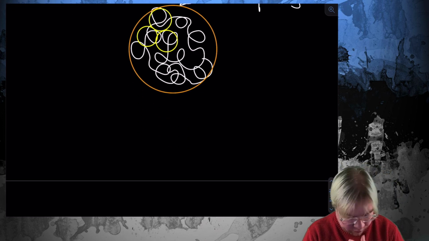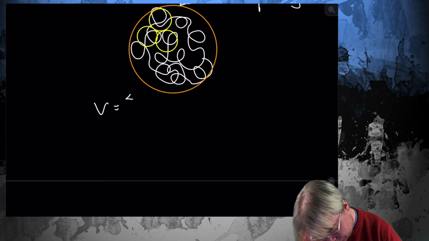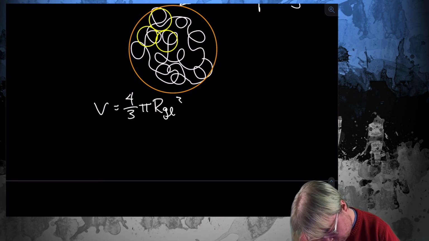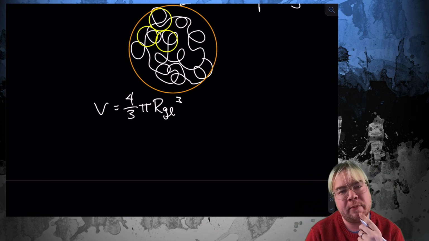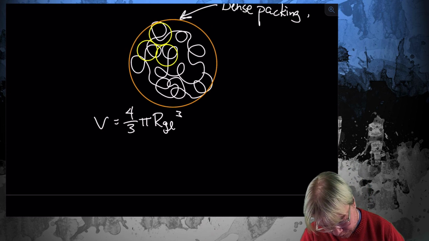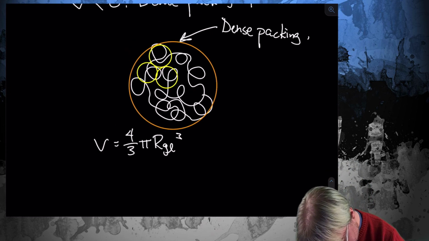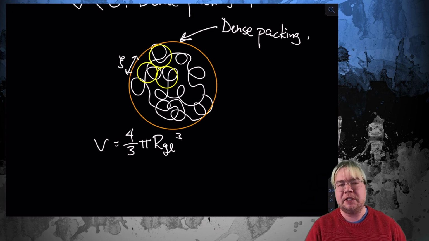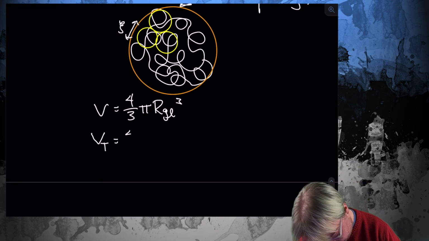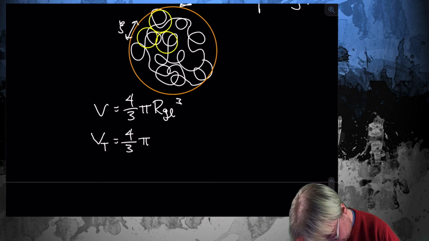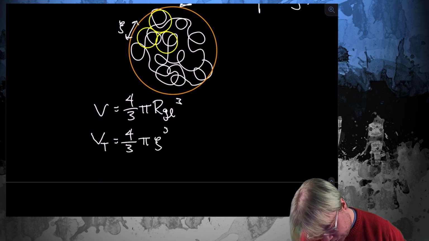All right, so the volume of this globule is 4/3 pi r globule cubed. What's the volume of a blob? Well, each of these blobs has its size, which is given by the expressions we've been talking about all throughout this video. So the volume of the thermal blob will be 4/3 pi times their size cubed.